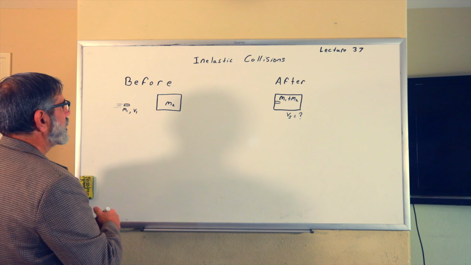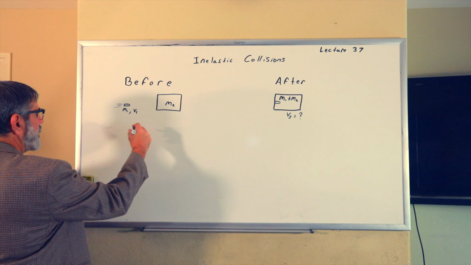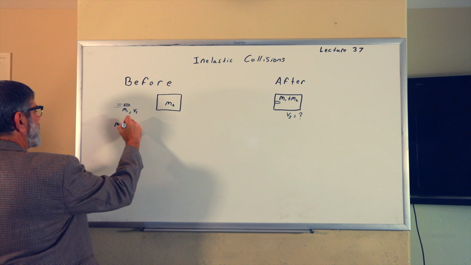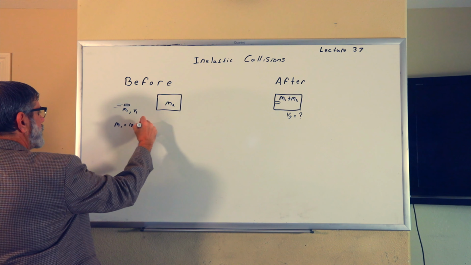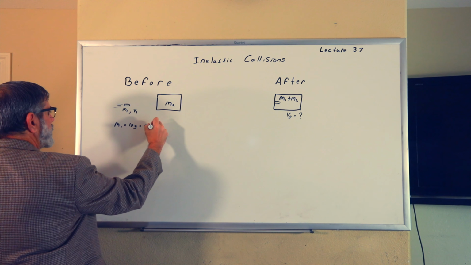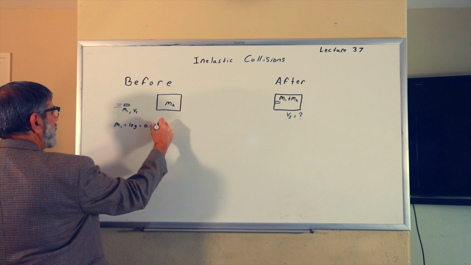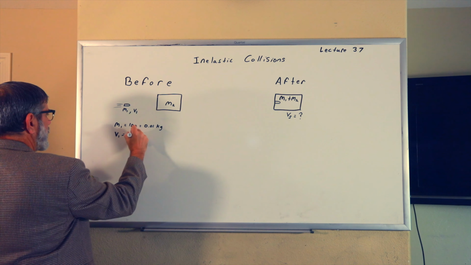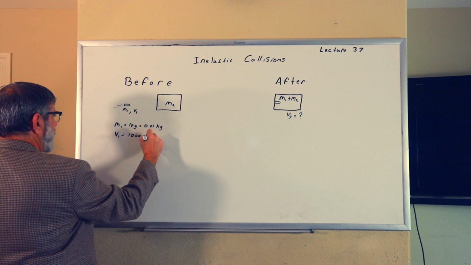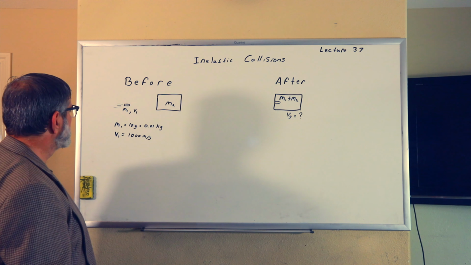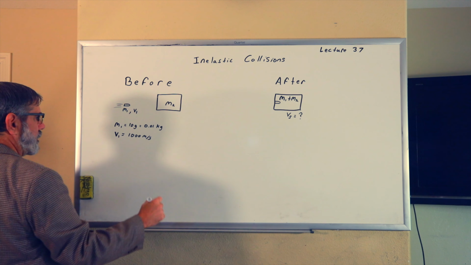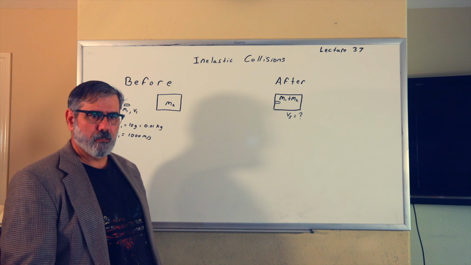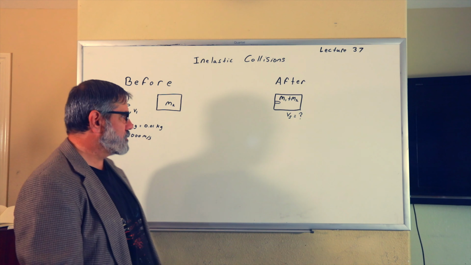So let's set up our conditions. Let's write down what these numbers are going to be. Our mass will be equal to 10 grams, which is 0.01 kilograms. And the initial velocity will be 1,000 meters per second, which is a very fast bullet. So conservation of momentum is what we're going to use here.